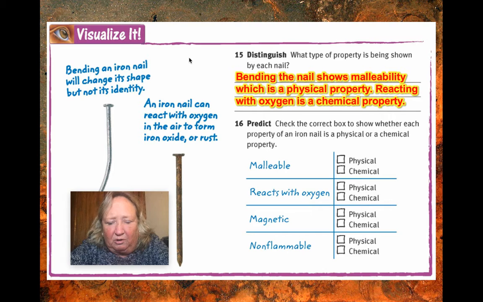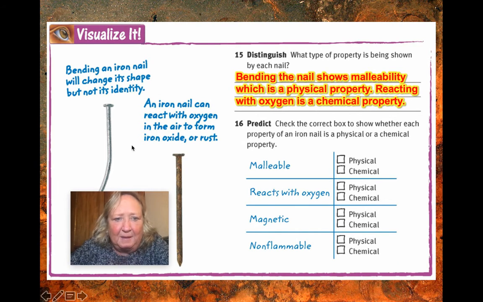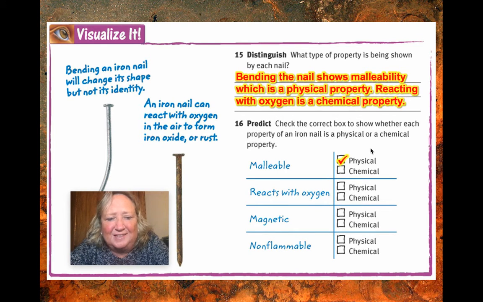All right, you are going to see these questions in just a little bit on your assignment for today, but let's go down through them. If something is malleable, malleability, you might hear, is that physical or chemical? Say it to yourself. And that is physical. It's changing the shape of the substance.